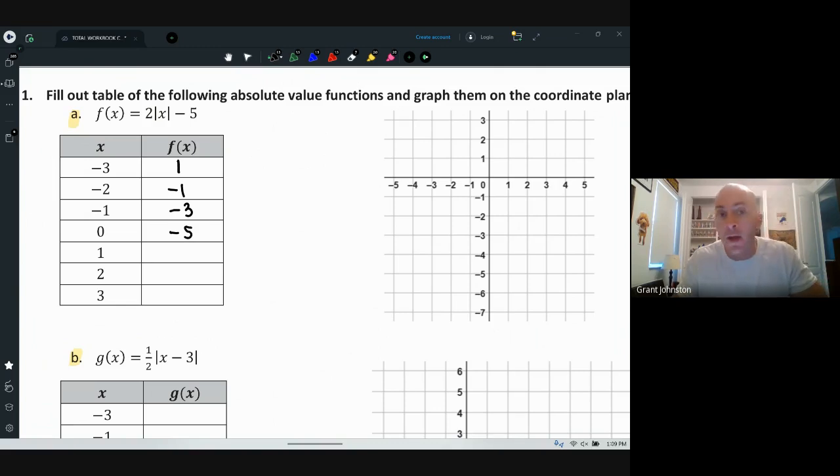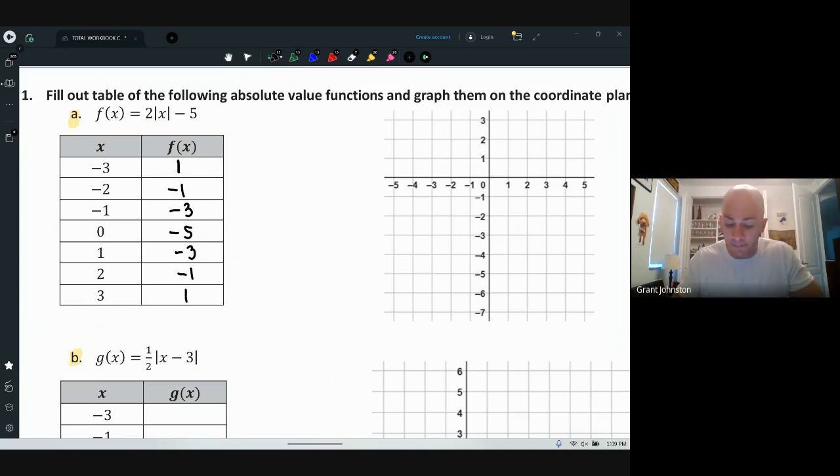Now let's plug in 1. The absolute value of 1 is 1. 2 times 1 is 2. 2 minus 5 is -3. Substitute 2 in there. The absolute value of 2 is 2. 2 times 2 is 4. 4 minus 5 is -1. Now let's substitute in 3. The absolute value of 3 is 3. 2 times 3 is 6. 6 minus 5 is 1.